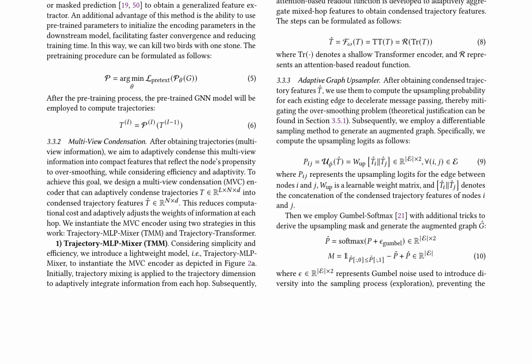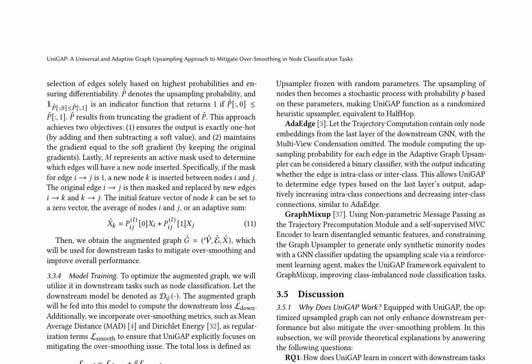By adaptively updating the graph structure during training, the UniGAP module can mitigate oversmoothing and improve GNN performance on various downstream tasks. However, limitations include potential computational costs of the pre-trained GNN method and the need for careful hyperparameter tuning. Future work may involve exploring alternative trajectory generation and multiview condensation methods, as well as applying the UniGAP module to various GNN architectures and downstream tasks.